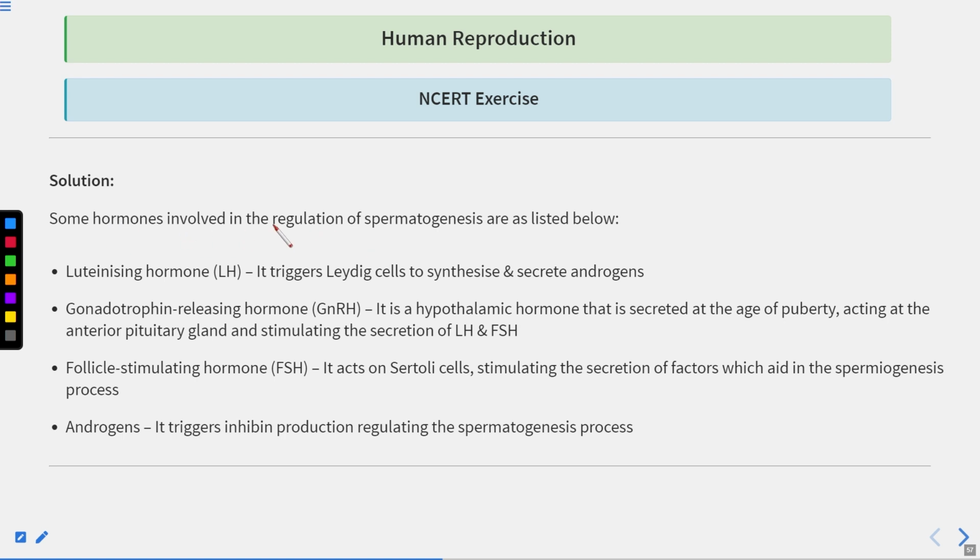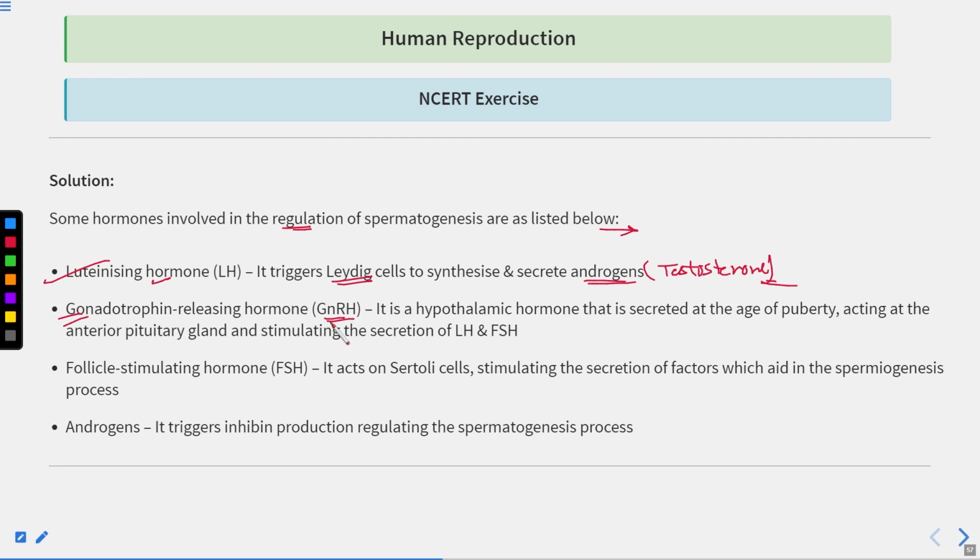Now some hormones involved in the regulation of spermatogenesis are listed below. First one is LH, luteinizing hormone. This is secreted from the pituitary. This luteinizing hormone, which is secreted by the pituitary, triggers the Leydig cells to synthesize and secrete the androgen. And what was the androgen? Testosterone, which is the male sex hormone.